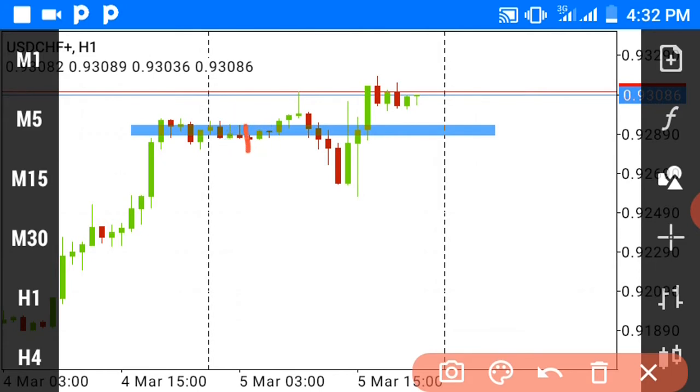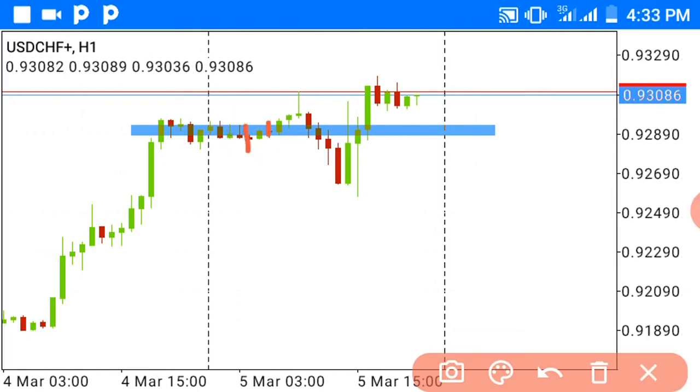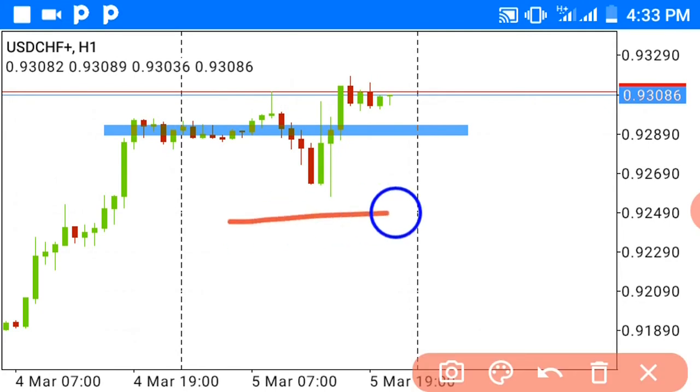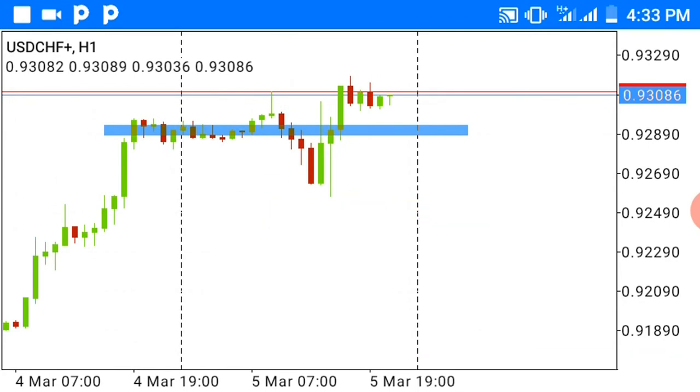That candle there is a low momentum candle. Something like this is a low momentum candle. So that's what we are expecting: to see a small candle, then probably be followed by a good bearish candle. Then we expect the market to be bearish with our stop loss right here. So that is for USD CHF.